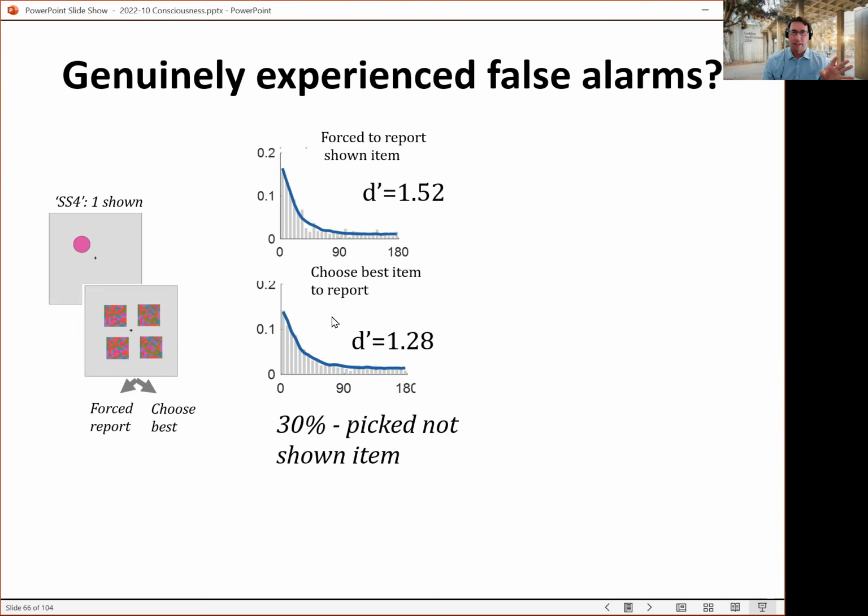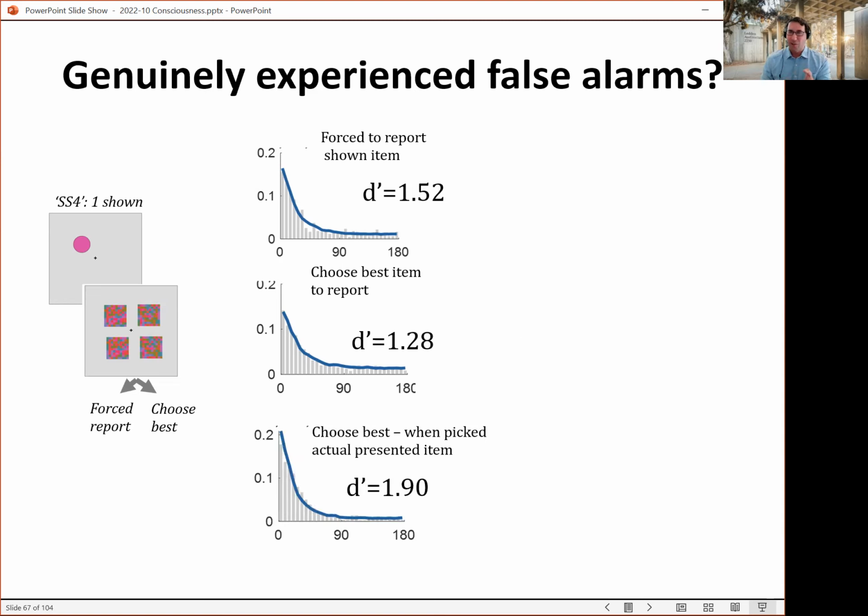And so naturally, if we look at when they choose their best item to report, they actually have lower performance than when they're forced to report an item that really did exist, because there's no right answer at all for the ones where they're reporting something that they didn't see, right? It's a randomly chosen, unshown item. Okay, so 30% of the time they pick an item that wasn't shown as their strongest.